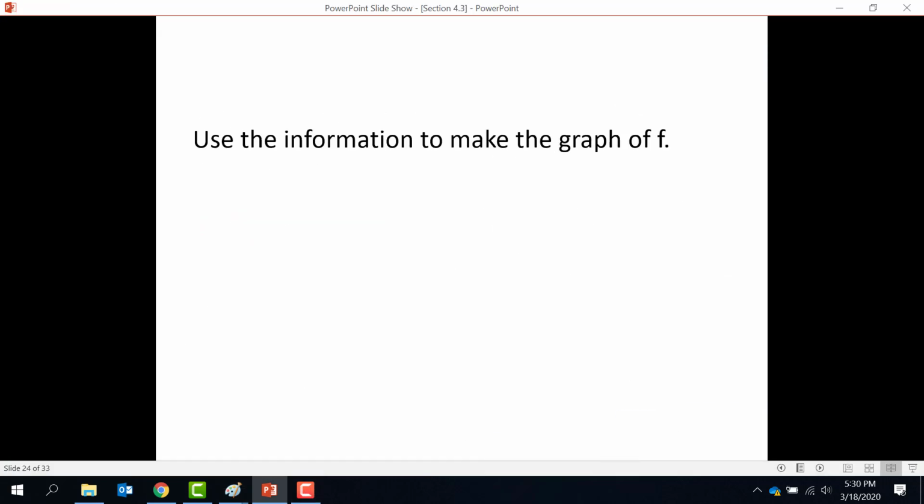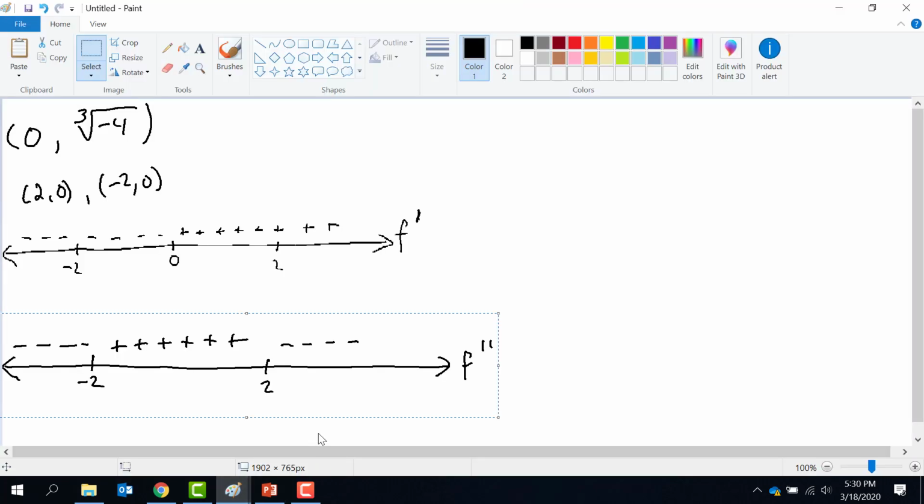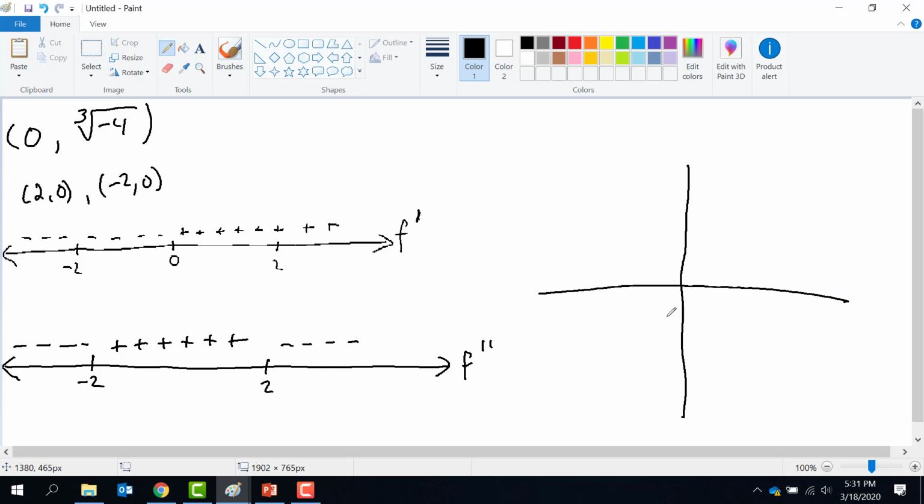Okay, so now we're going to use all that to make the graph of f, right? We're going to need a surprisingly small number of points. We already have the y-intercept, (0, cube root of -4), which is going to be a small value. We have intercepts at (2, 0) and (-2, 0).